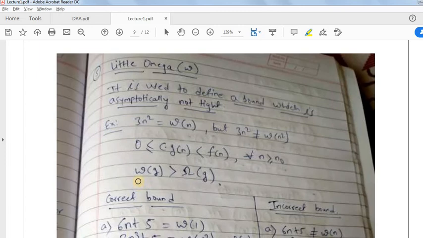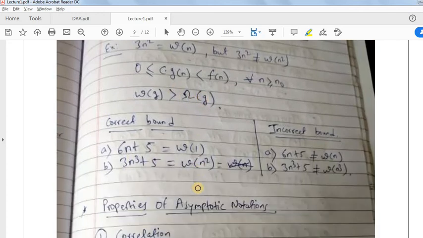And we can deduce this little omega of g will always be greater than big omega of g. It will have a greater number of terms involved. Let's see the correct bound for 6n plus 5. Omega of 1 will be correct, while omega of n will not be correct. For 3n cube plus 5, omega of n square will be correct as a lower bound, but omega of n cube is not correct.